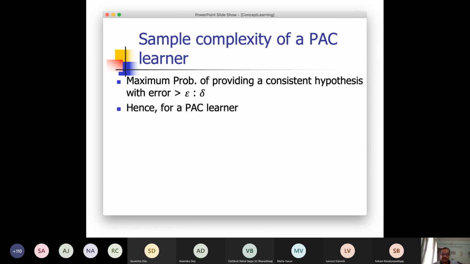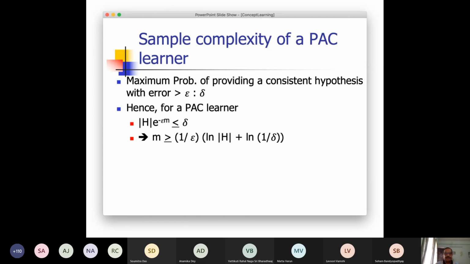Yeah, actually that is what it is trying to say, that this is the maximum probability. So you can consider that the maximum probability of providing a consistent hypothesis with error greater than epsilon is delta. So if you want this delta, this |H| e to the minus epsilon m should be less than or equal to delta. And from there, you can also get a bound on the number of training samples.